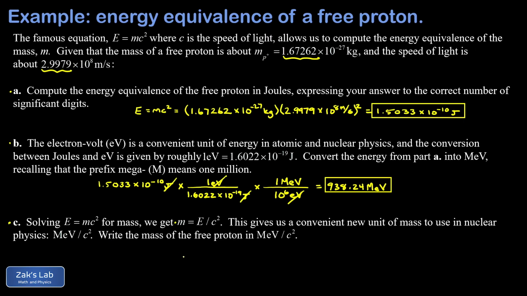So to find the mass of the free proton in these new units, we don't really have to do any new calculations. We simply take the energy equivalence of the free proton in units of MeV. That's 938.24 MeV. And again, the mass of that free proton is given by the energy equivalence divided by c squared. So we've got the mass of the free proton in MeV per c squared, and we're done.